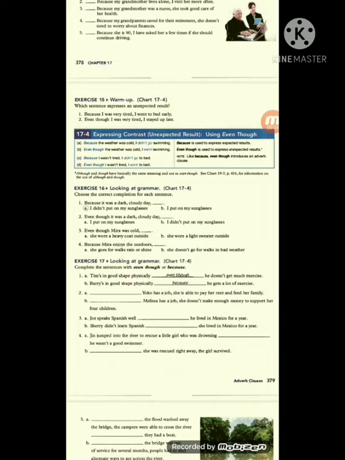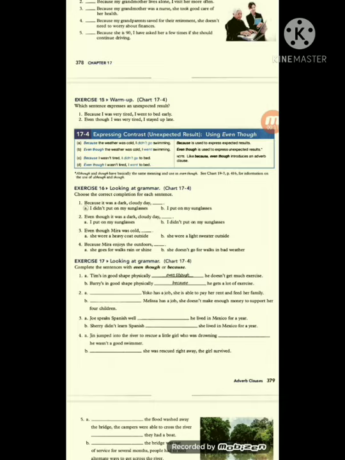Expressing contrast, unexpected results, using even though. A, B, C, D. A: Because the weather was cold, I didn't go swimming. Because is used to express expected results. B: Even though the weather was cold, I went swimming. Even though is used to express unexpected results.